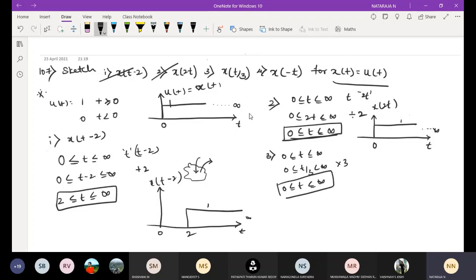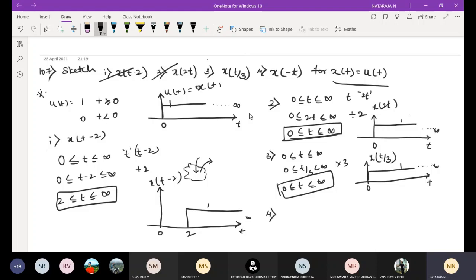I am going to get the same 0 to infinity, the same signal, but this is x of t by 3, I am going to get from 0 to infinity. Amplitude 1. This is about x of t by 3.